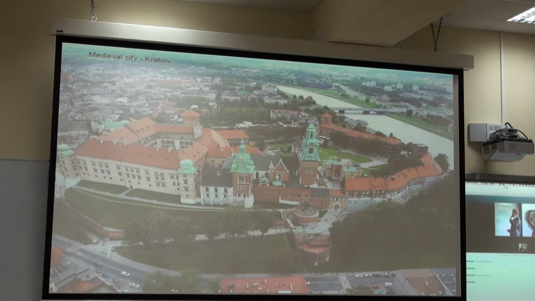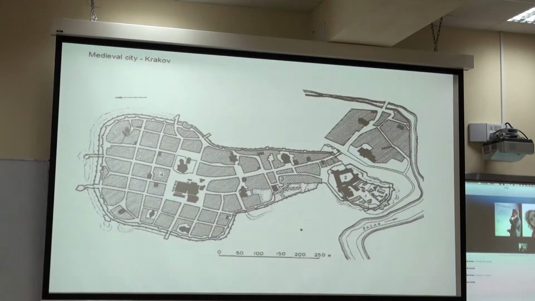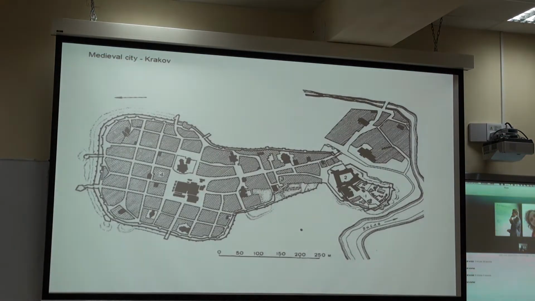And then if we move to the next one, we see that the castle appeared initially on the hilltop. And then the whole city basically grew later around the square that was a trade square, and then later on the wall came to protect that whole thing together with the castle.